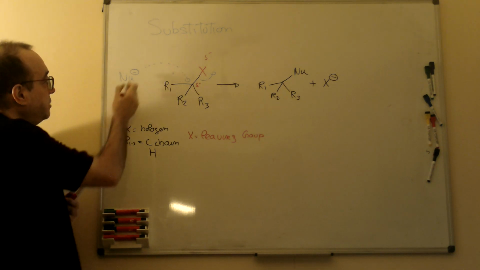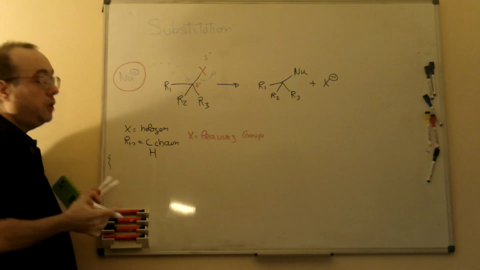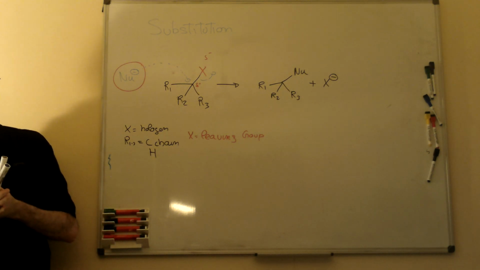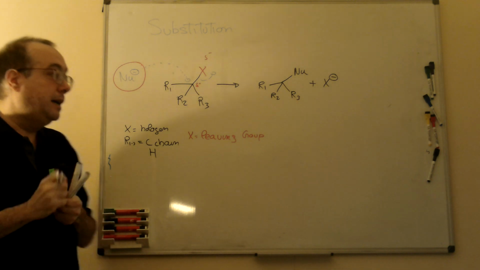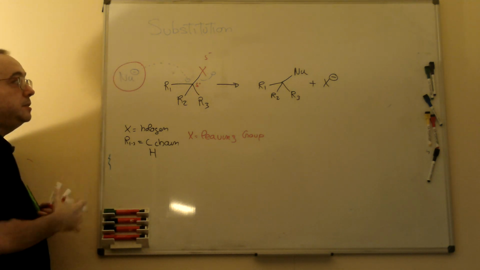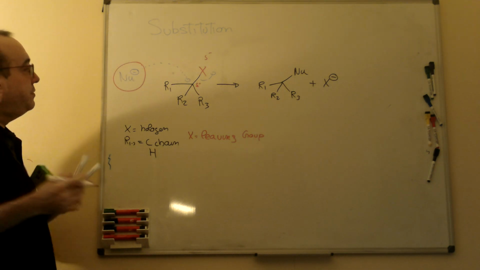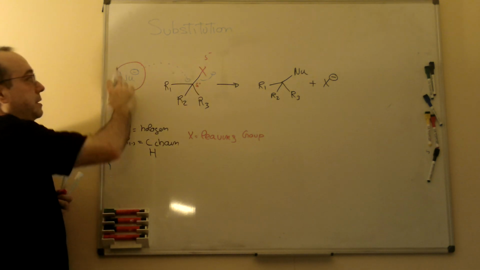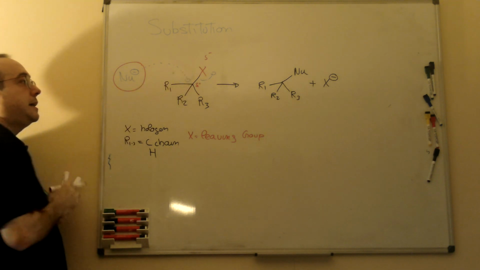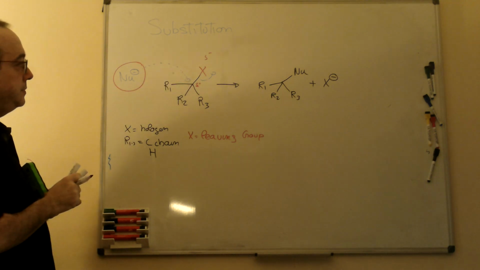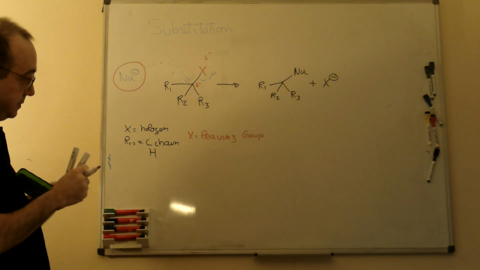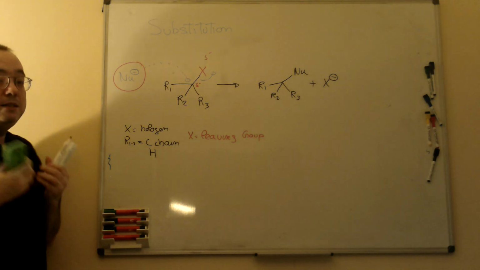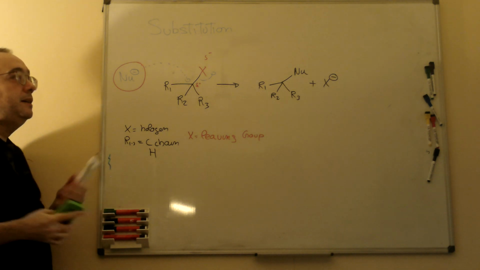Then we can identify the nucleophile. The nucleophile is an atom or a molecule that has a pair of electrons and or a negative charge that can attack this carbon. This pair of electrons is attacking this carbon. Good. Then, when we define this, we can define how this reaction is happening.